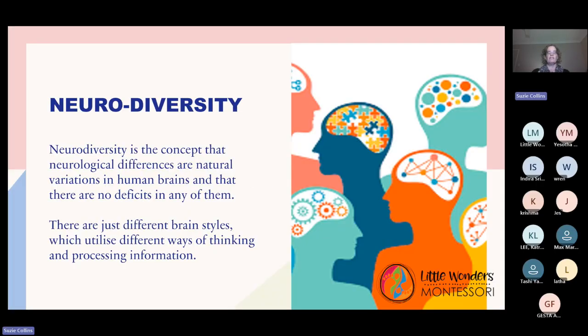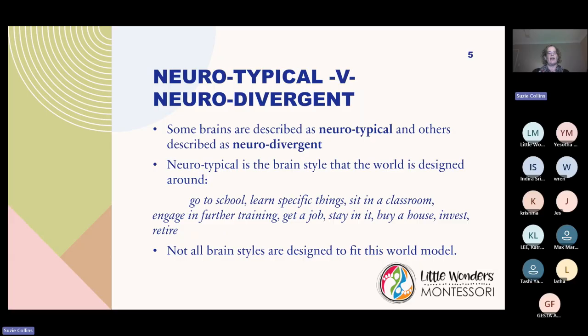But to start off with, when we think about this neurodiversity umbrella term, there's two distinct types of brain style. We talk about neurotypical and we also talk about neurodivergent. A neurotypical is the brain style that the world we function in is actually designed around.